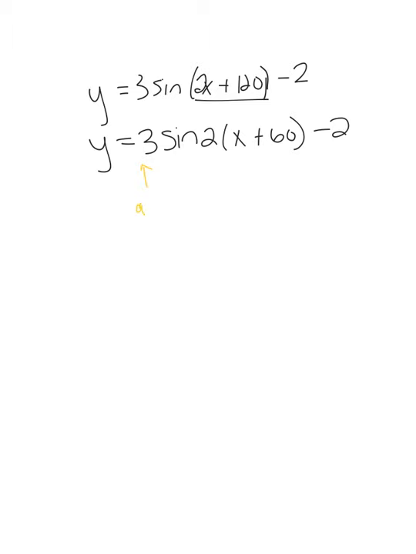So I've got a value of a here. So it's a vertical stretch by a factor of 3. I have a value of k here. Now this means that my period is equal to 360 over 2, so 180 degrees. And I have a d value, so my d value is negative 60. So that's a shift left 60, and then I have my c value here, which is negative 2 or down 2.